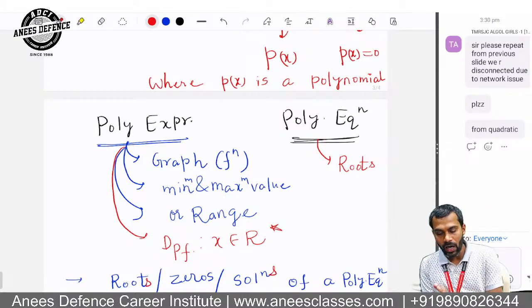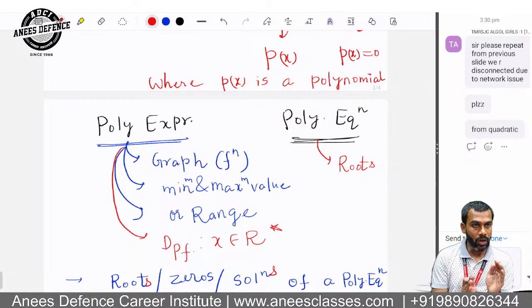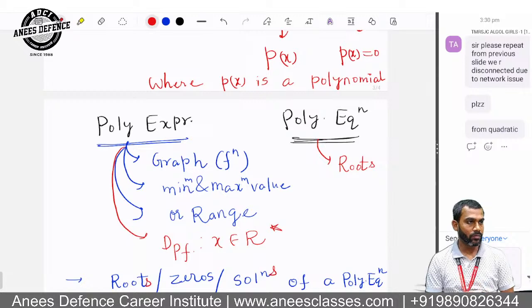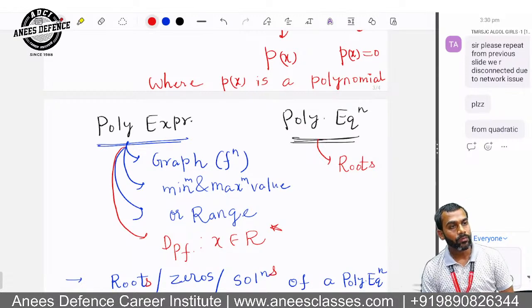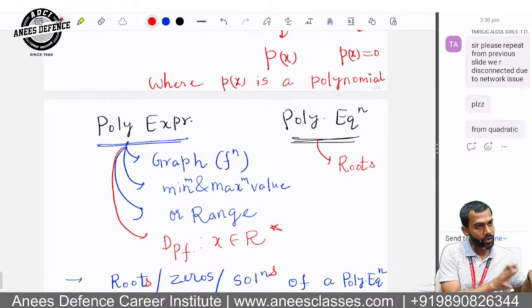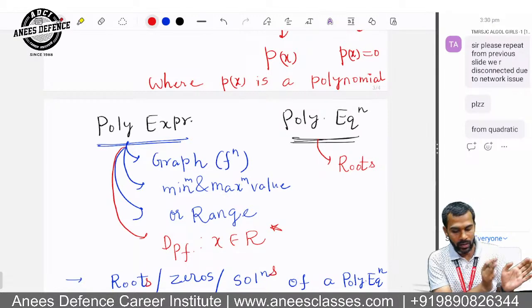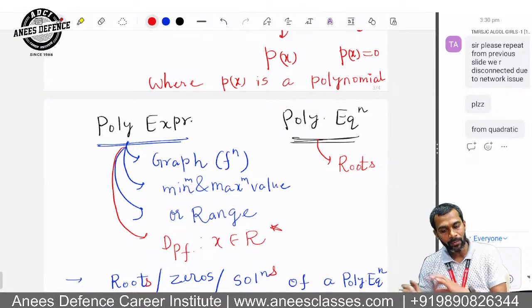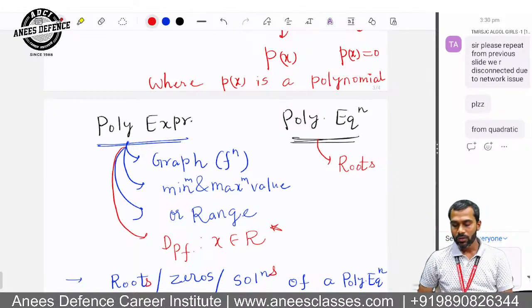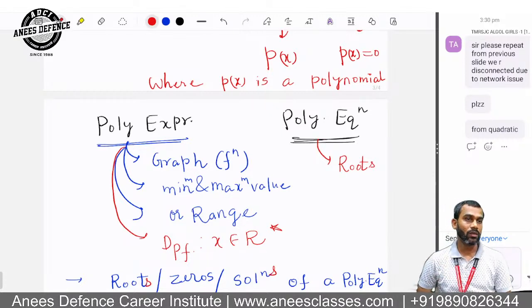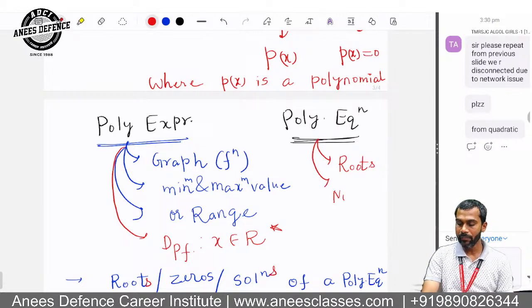You cannot draw the graph of a polynomial equation. You can draw whatever is there on the left hand side of the polynomial equation. Yes or no? Because whatever is there on the left hand side of the polynomial equation, that is the polynomial expression itself. We have equated that polynomial expression to 0 and it became a polynomial equation. So we can draw the graph of the polynomial expression. But a polynomial equation will have only roots, no minimum and maximum value. So just write it down: no minimum and maximum value.